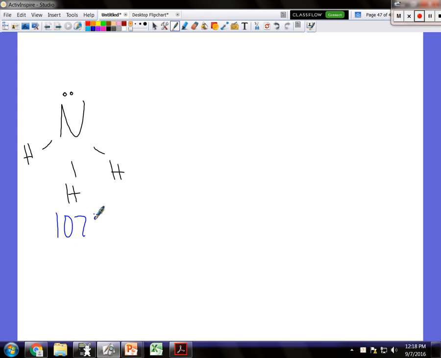Here's the fun one. Don't say it out loud. Let everyone think before someone says it. Hybridization. How many S's are there? Okay. How many P's are there? Very good. Are there any D's? sp3. So trigonal pyramidal, sp3, 107 degrees, polar, anything else?